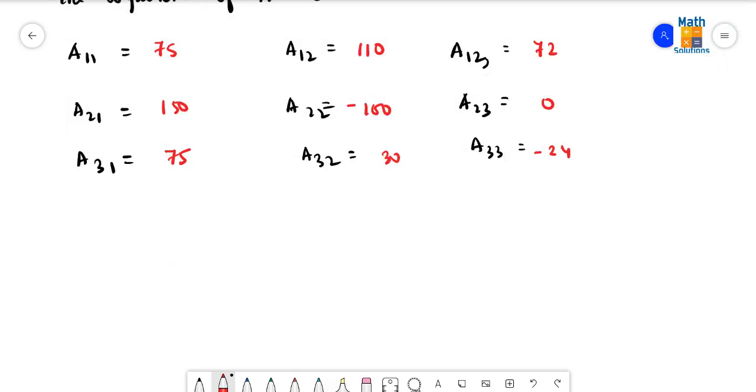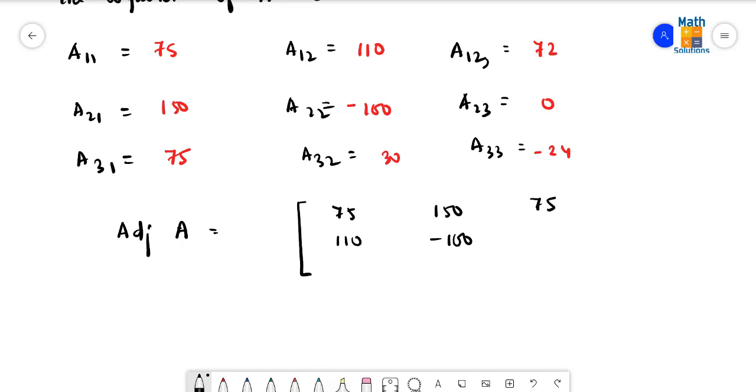After this I am going to write down the adjoint directly. Therefore adjoint of A, I am taking transpose directly and writing the values 75, then 150, then 75, then 110, then minus 100, then I get here 30, then 72, 0, minus 24. So this is the adjoint I get here.